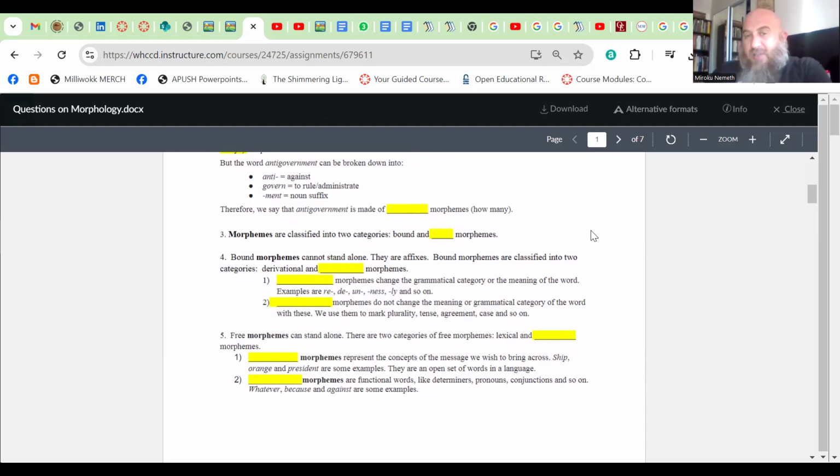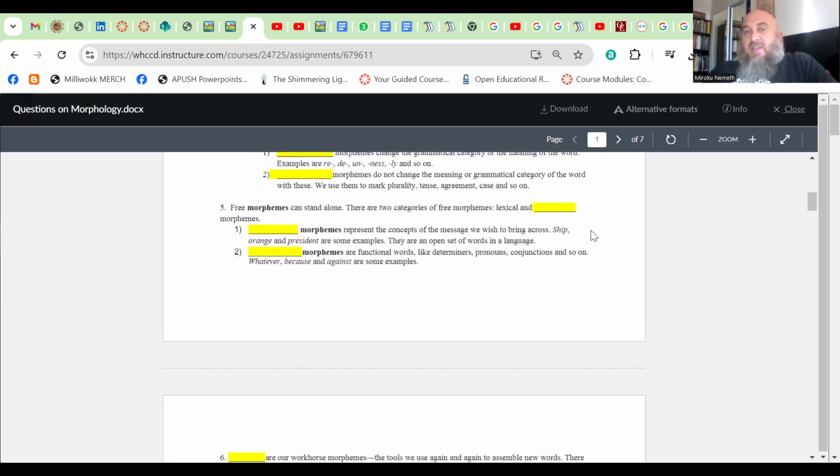They didn't give you examples here. I will later, but there are 8 inflectional morphemes grammatically in English. They don't change the meaning or grammatical category of the word, but we use them to mark plurals like box, boxes, tense, -ed like walk, walked, agreement, case, and so on.